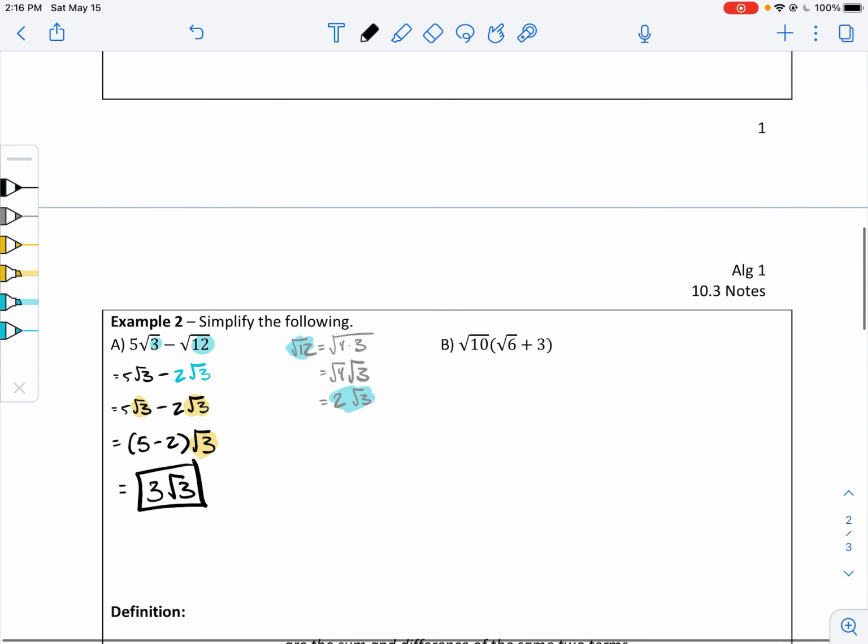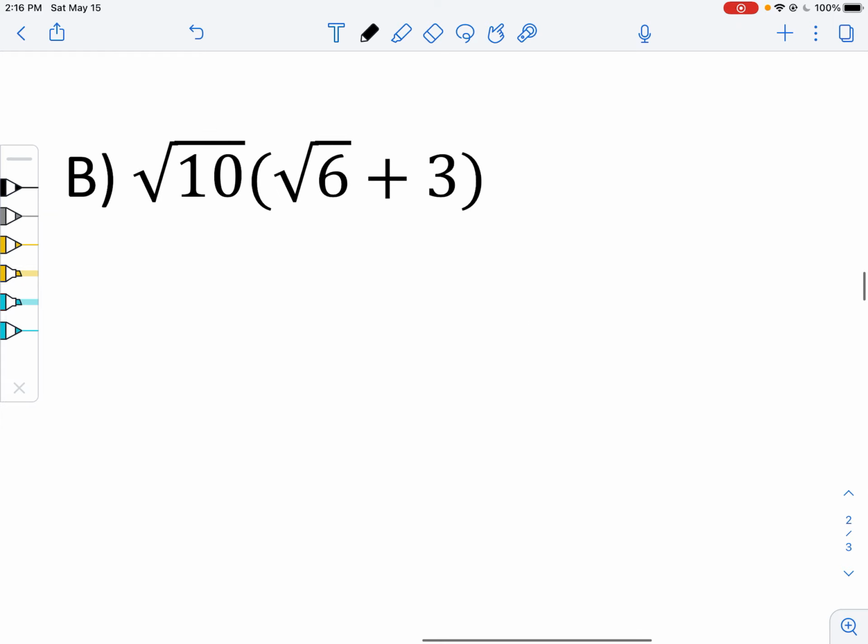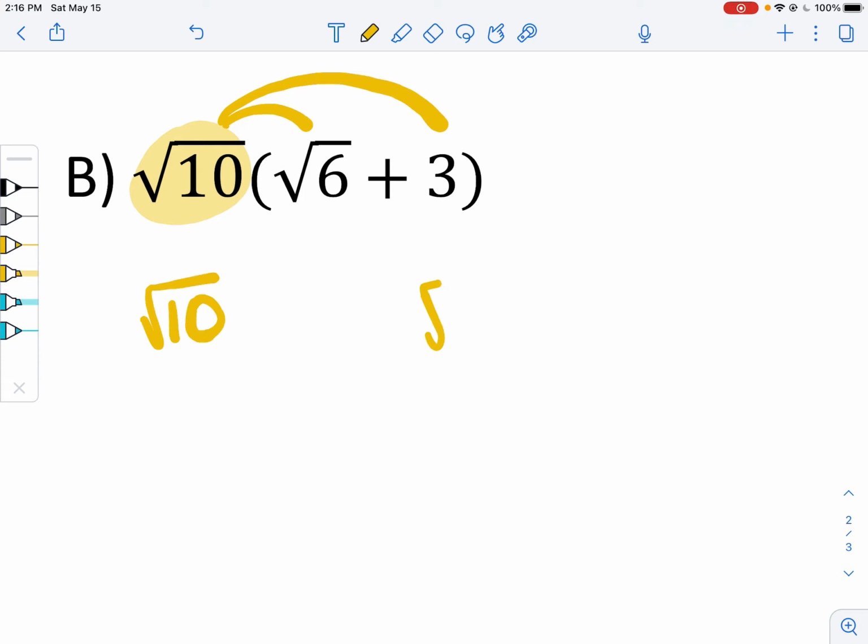Sweet. Now on this side, we're going to do some multiplication. And it works just like normal: we're going to distribute. So we're going to distribute rad 10 to the rad 6 and rad 10 to the 3 to give us rad 10 rad 6 plus rad 10 times 3, not a rad 3, a normal 3. Almost got you there.